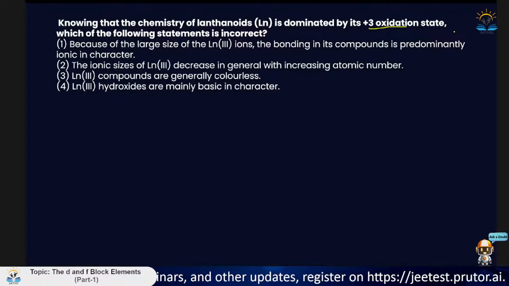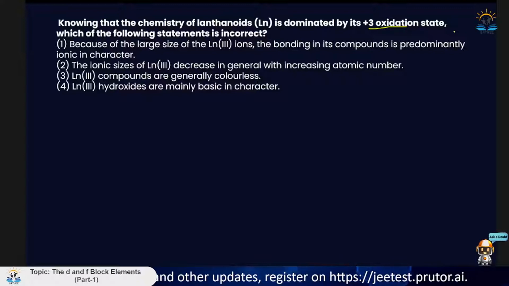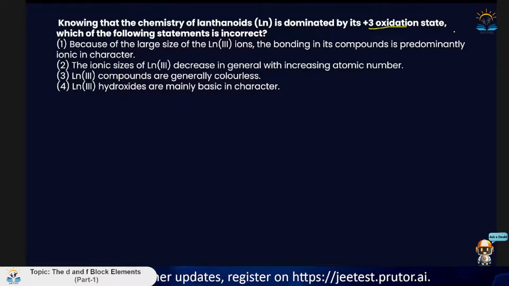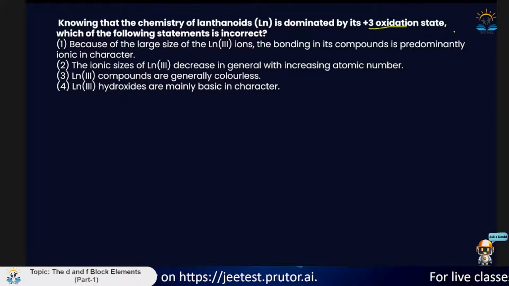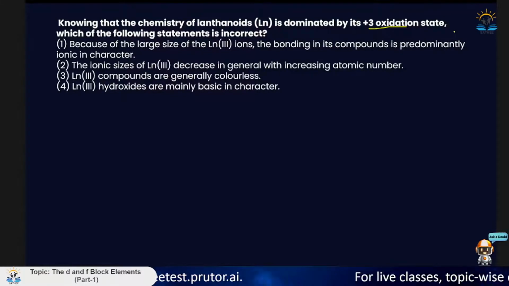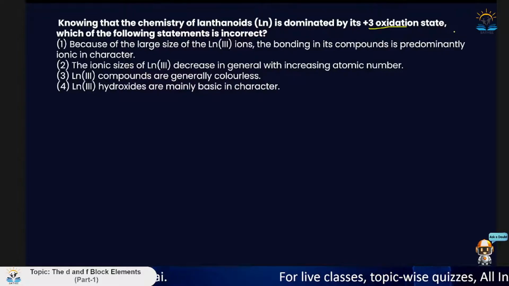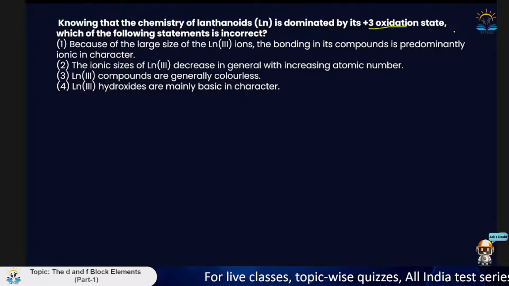Now these are the basic compounds kind of things you can say. So firstly, we have to tell which of the statements are incorrect. First statement: because of the large size of the Ln+3 ions, the bonding of its compounds is predominantly ionic in character. Is that correct? Are most of our aluminium things ionic? Yes, it is. So this is correct.